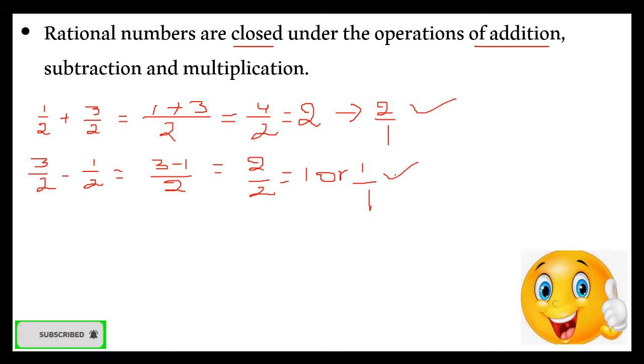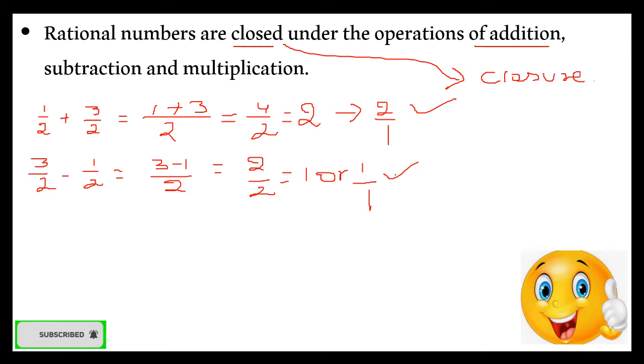So subtraction and addition both, when you do with rational numbers, the result is always a rational number. That is why we say rational numbers are closed under addition and subtraction. And this is called the closure property for the rational numbers.